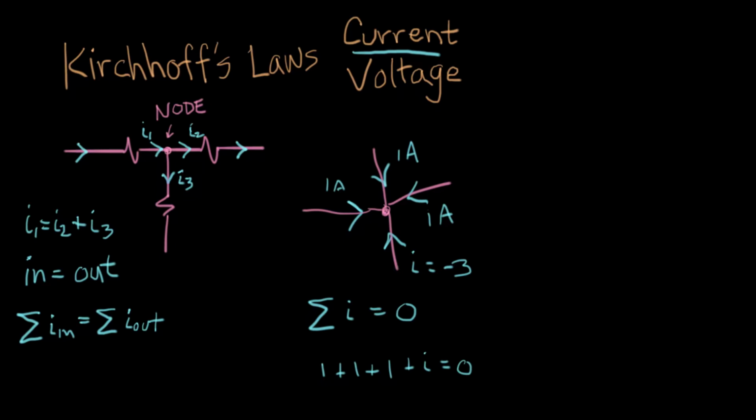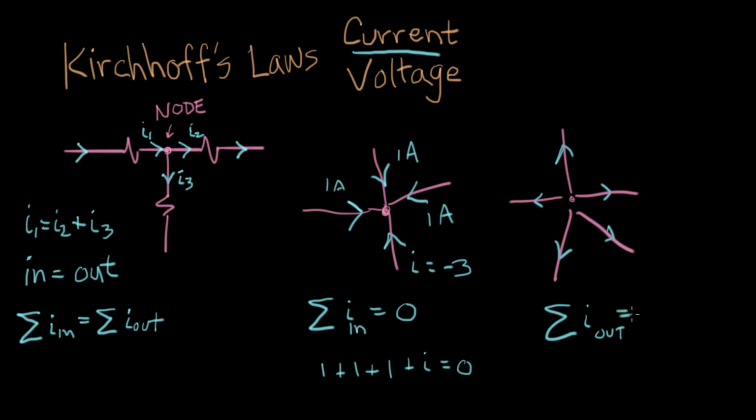Another way we could do it, equally valid, this is just 3 ways to say exactly the same thing. I have a bunch of wires going to a junction like this. And this time I define the currents going out. Let's say I define them all going out. And the same thing works. The sum of the currents, this time going out, has to equal 0 as well. And you can do the same exercise. If I make all these 1 amp and ask, what is this one here?